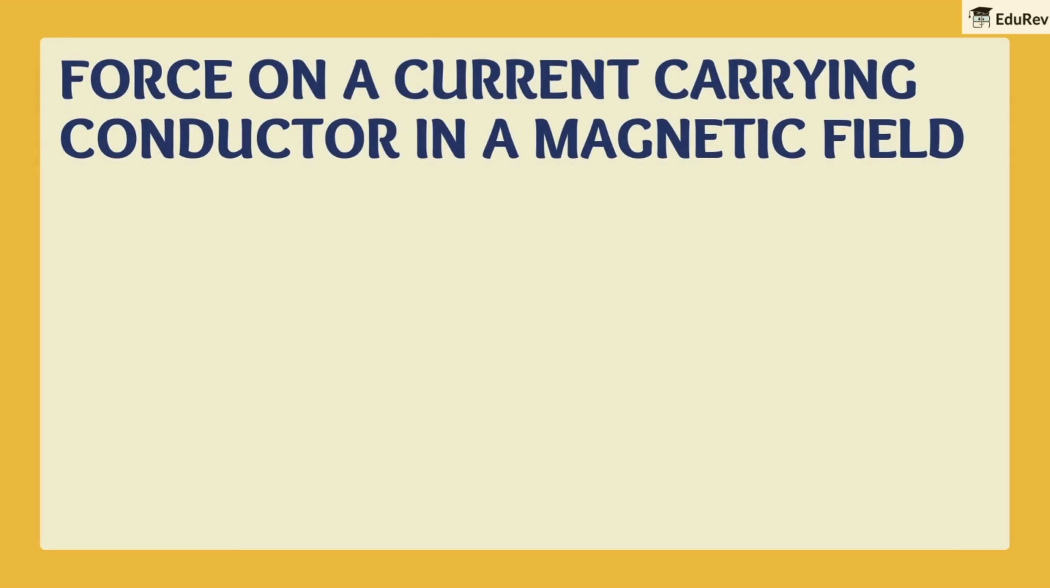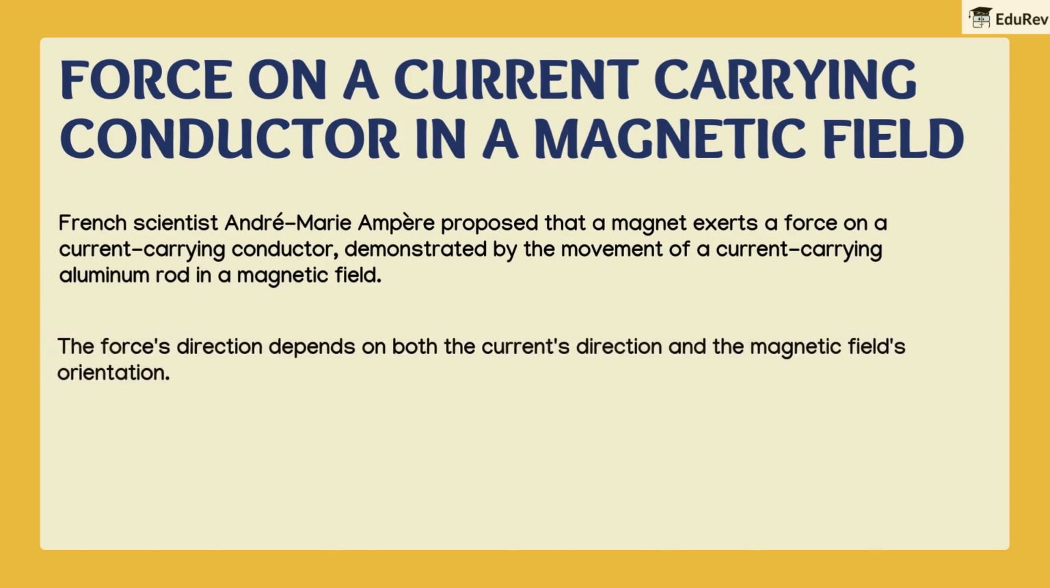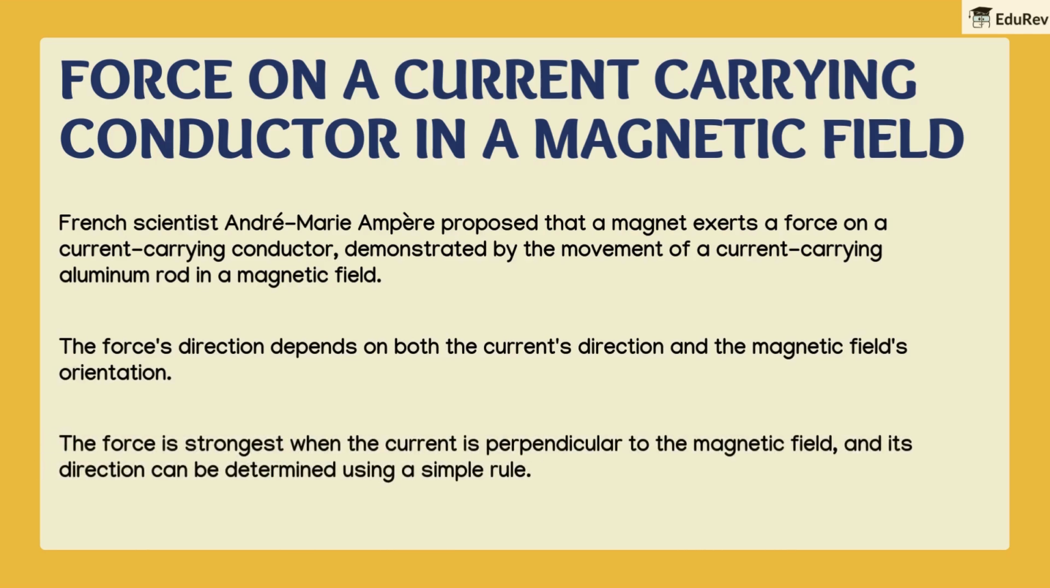Force on a current carrying conductor in a magnetic field. French scientist André Marie Ampère proposed that a magnet exerts a force on a current carrying conductor, demonstrated by the movement of a current carrying aluminum rod in a magnetic field. The force's direction depends on both the current's direction and the magnetic field's orientation. The force is strongest when the current is perpendicular to the magnetic field, and its direction can be determined using a simple rule.